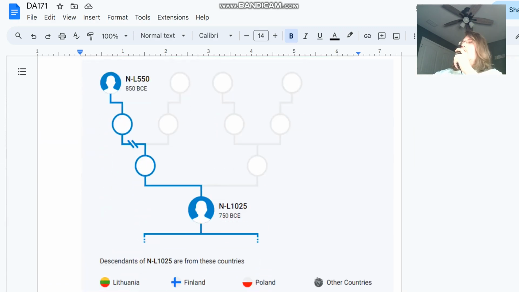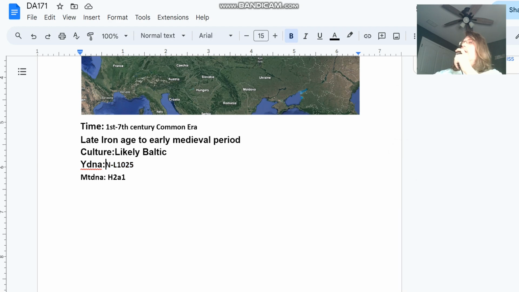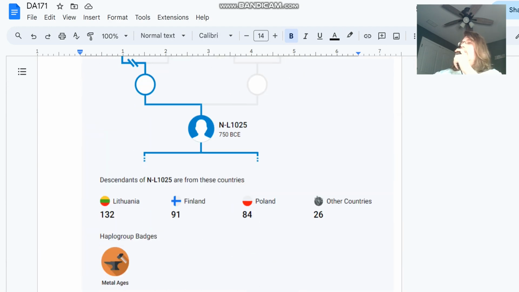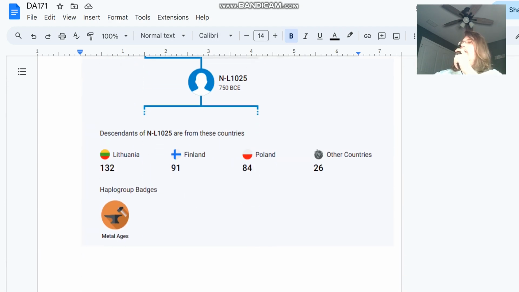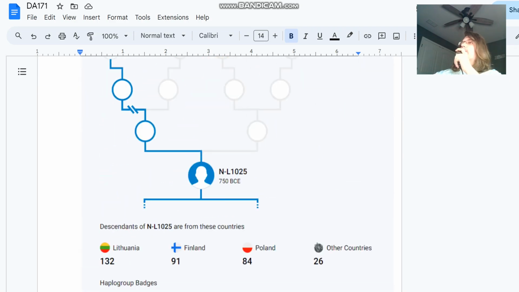But what's interesting about it is it's actually most common in Lithuania and not in Finland. There are more people from Lithuania who are related to this individual who have this paternal lineage than there are in Finland. And in fact, it's even found in Poland. Look at that. Poland has a comparable frequency of this haplogroup to Finland. So this haplogroup seems to be very much concentrated in the Baltics and not so much in Finland and not so much among Finno-Ugric speakers.